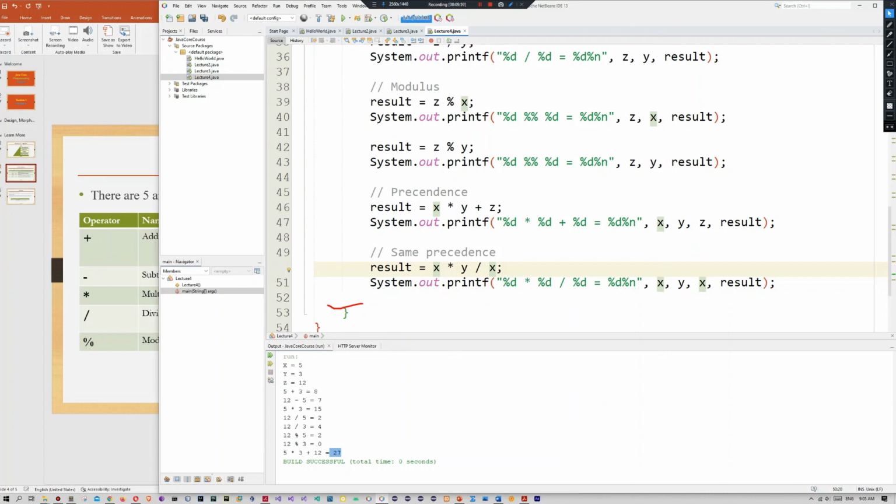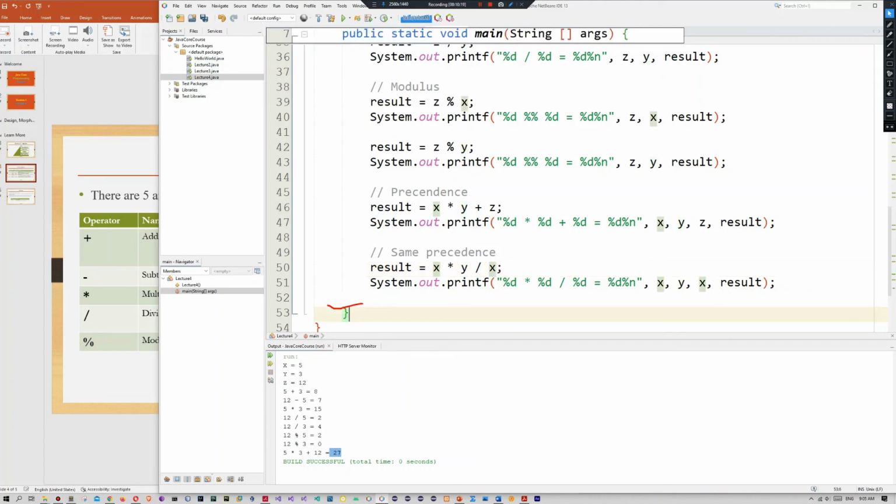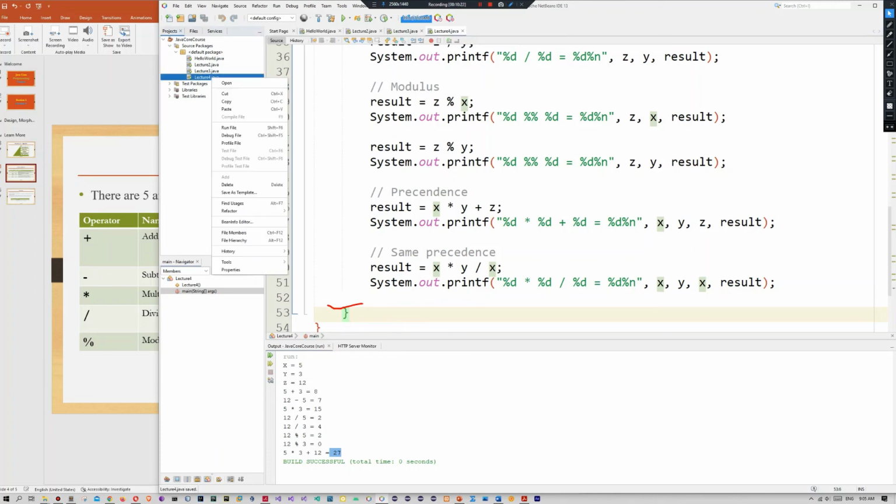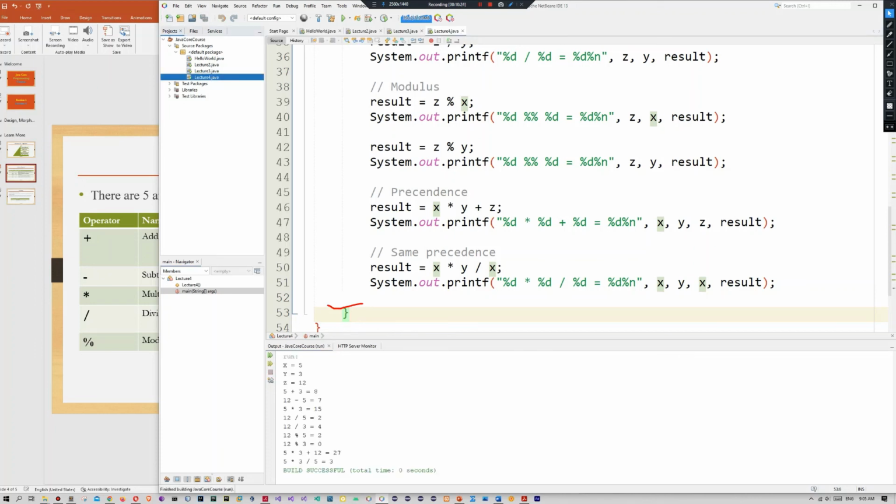Java operates in this case like this. If two operators have the same precedence, like multiplication and division, it operates the leftmost first, then it operates the next one. So x multiplied by y will operate first and the result will be 15. Then divided by x, that is 5, and 15 divided by 5 should be 3. Let's check it. Okay, see, 5 multiplied by 3 is 15, divided by 5 and the result is 3. This is how operator precedence operates in Java statements.